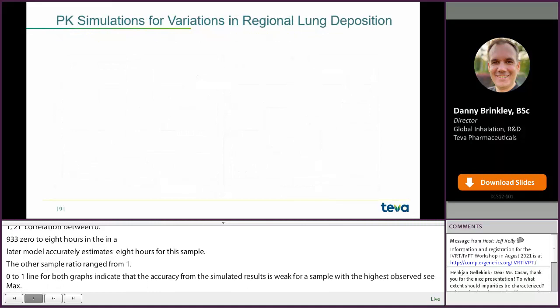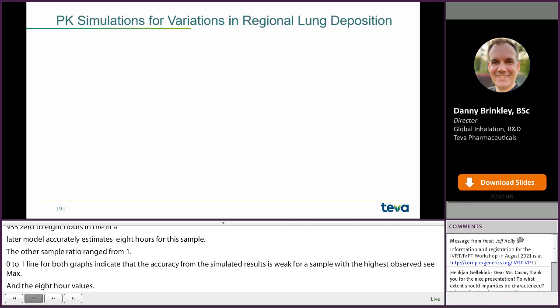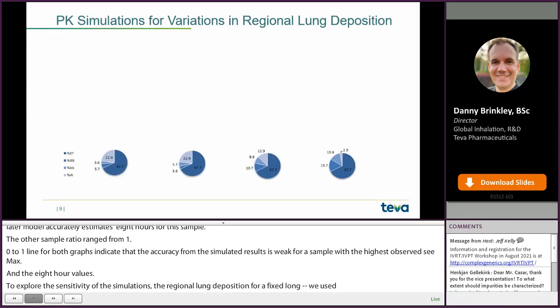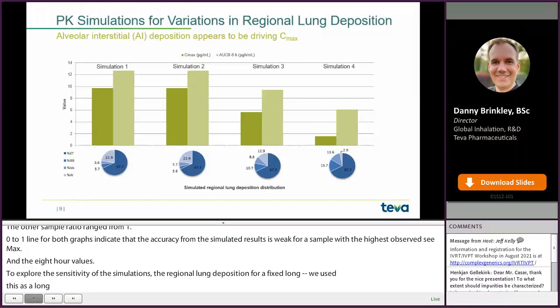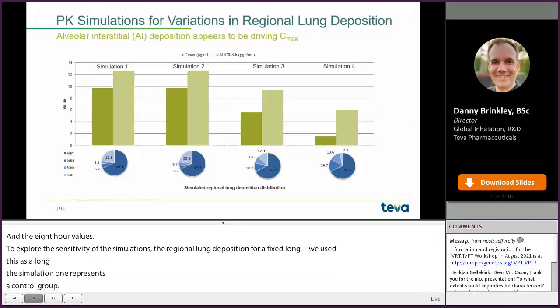To explore the sensitivity of simulated PK parameters to the regional lung deposition distribution for a fixed lung dose, we used the PBPK model to simulate the Cmax and AUC 0 to 8 hours for different regional lung distributions. The 4 regional lung distributions are represented by these 4 pie charts. The associated simulated Cmax and AUC to 8 hours are represented by the dark and light green bars above. Simulation 1 represents the control, where the regional lung distribution and simulated PK parameters are representative of the simulated PK profile shown in the previous slide.